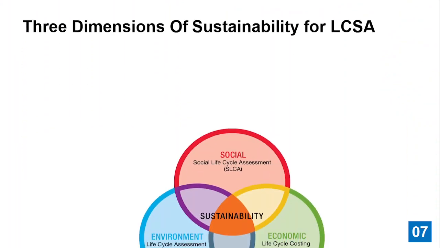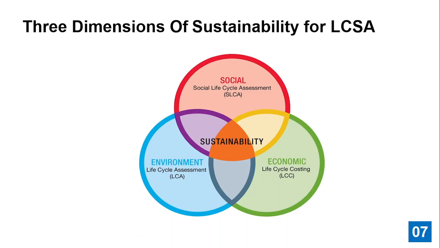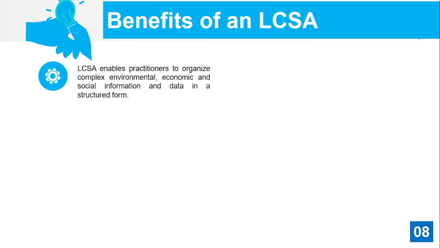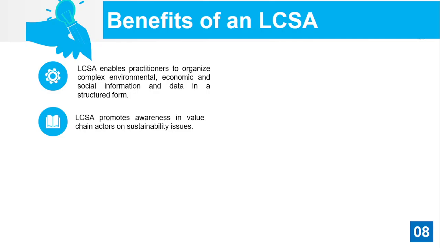Here are the three dimensions of sustainability that we discussed before: the social, environmental, and economic. Actually, the LCSA has come from social life cycle assessment and life cycle costing. The benefits of LCSA: why are we doing LCSA? Each assessment and analysis must have benefits, an objective and a purpose. What is the rationale, and what are the benefits and importance of life cycle sustainability assessment?